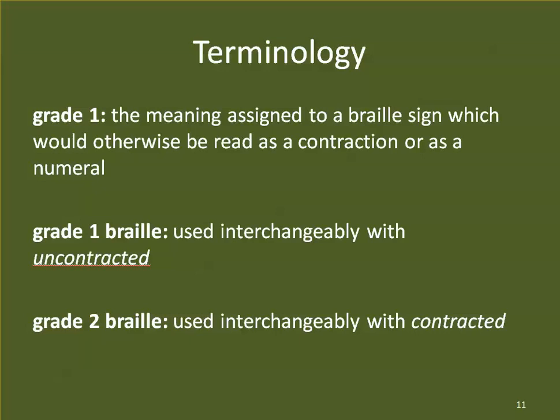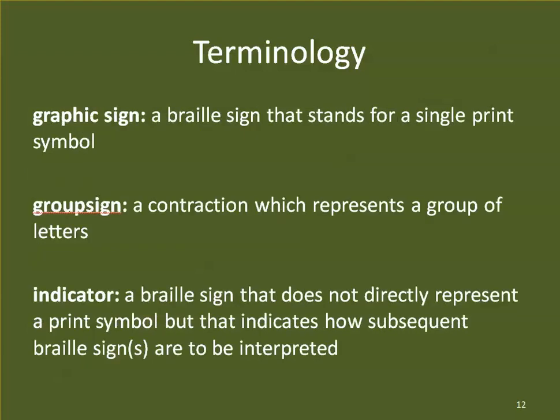The Grade 1 is the meaning assigned to a Braille sign. Again, that's one or more Braille cells, Braille characters that means something. The meaning assigned to a Braille sign which would otherwise be read as a contraction or a numeral. Grade 1 mode, again, we'll talk about that. So Grade 1, we're not talking about uncontracted Braille. Grade 1 Braille is what we mean when we say uncontracted Braille, and those two terms are interchangeable. Grade 2 Braille is contracted Braille. So sometimes you'll see in the UEB Codebook Grade 1 Braille or Grade 2 Braille, and that's what they mean.